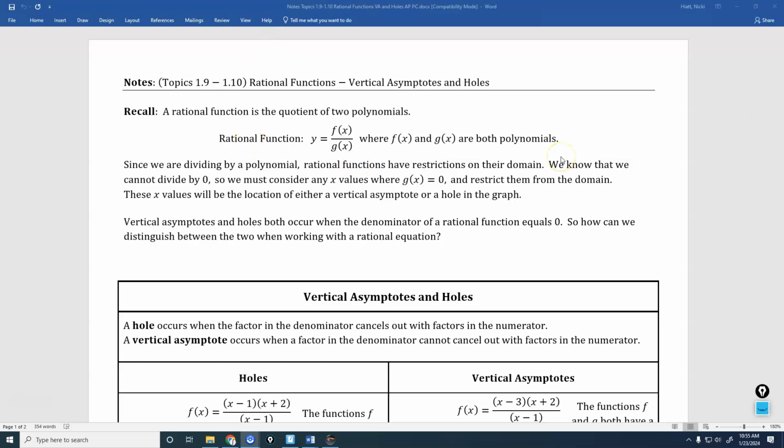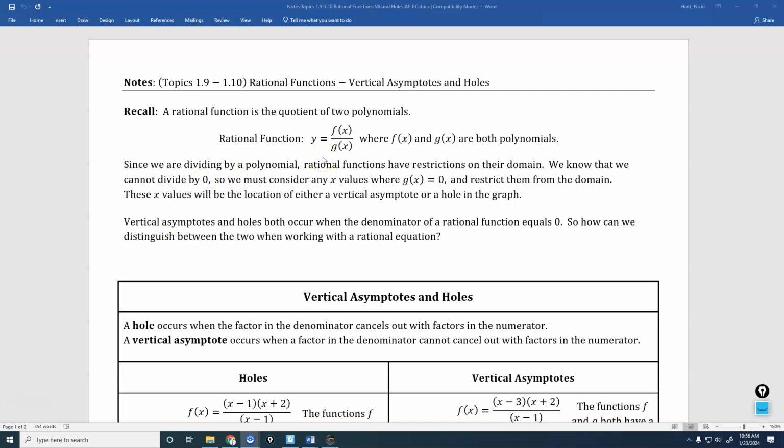I'm using Mr. Passwater's notes again. They're a little bit wordy, but they are helpful. It goes over what a rational function is again. It's a polynomial on top and bottom. Since we are dividing by a polynomial, rational functions have restrictions on their domain. We just talked about that. Those are the numbers we can't have in the bottom, right? So g of x cannot equal 0.